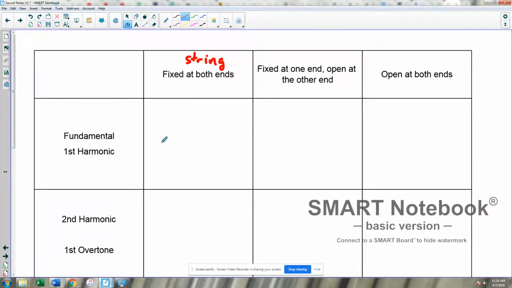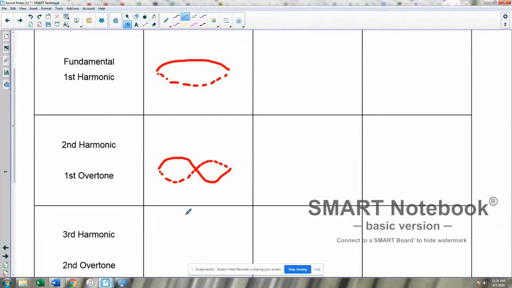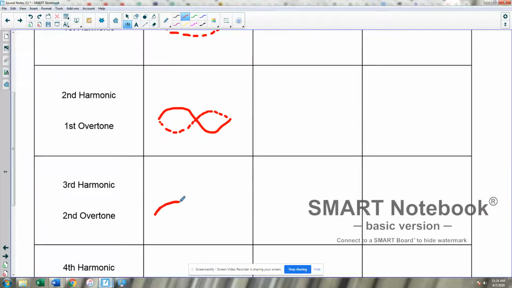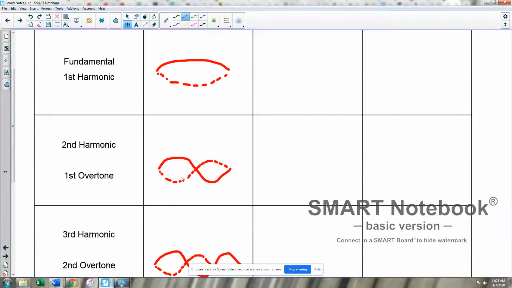First, the fundamental for a string, fixed at both ends with nodes at both ends, kind of goes like this. And then for the second harmonic, it would be half the size. So it goes up and down, but the frequency would be twice as high. For the third, it would be up, down, up again, and still a node at the end. We can remember this from our string lab. So you get the idea of what's going on here.